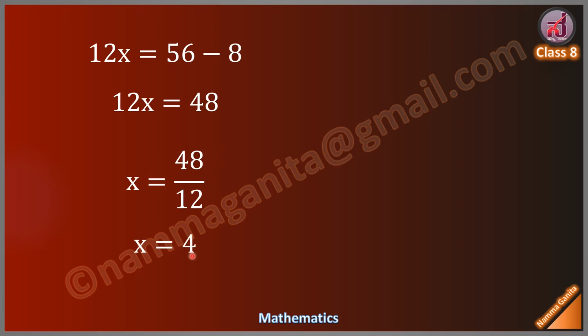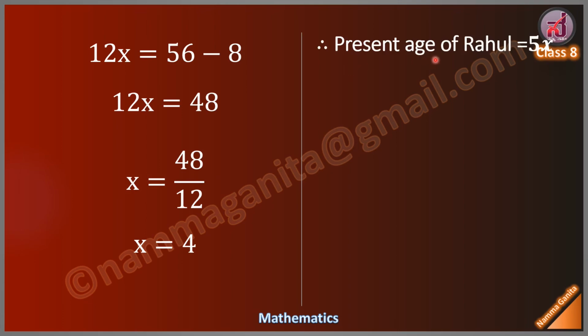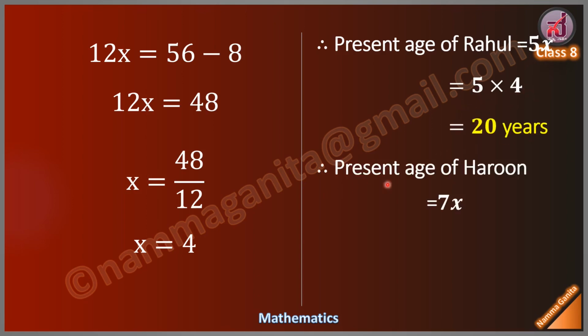12 4s are 48. Therefore, present age of Rahul is 5x, that is equal to 5 into 4, that is equal to 20 years. Therefore, present age of Haron is 7x, 7 into 4, substitute the value of x here. 7 4s are 28 years.